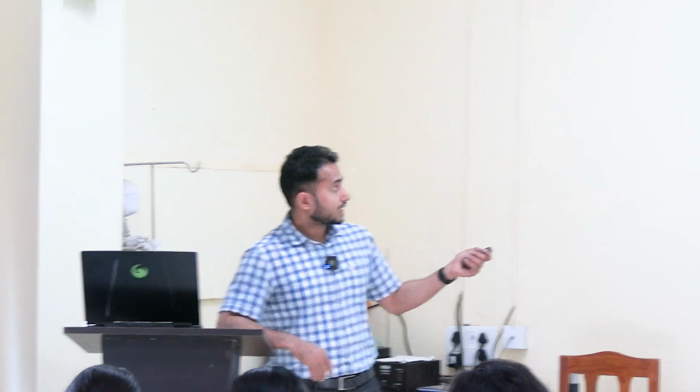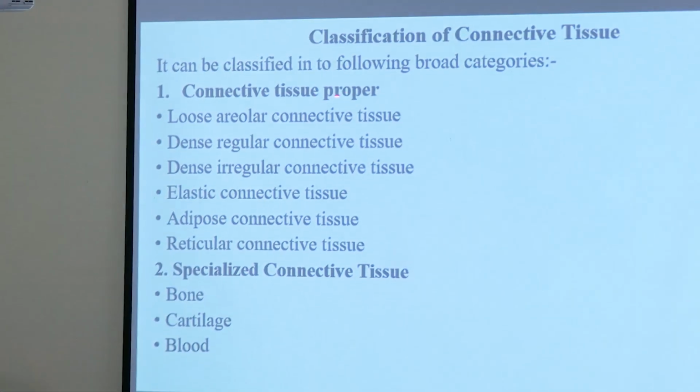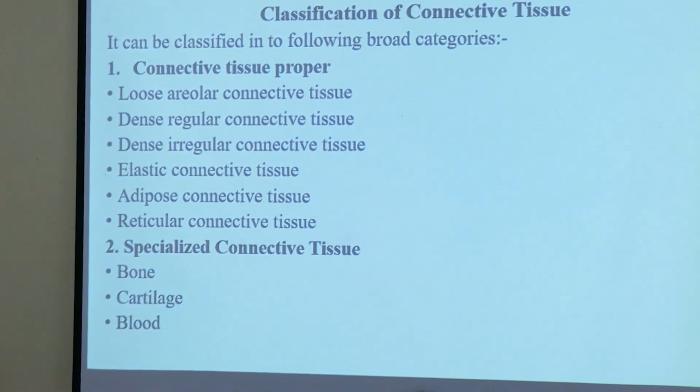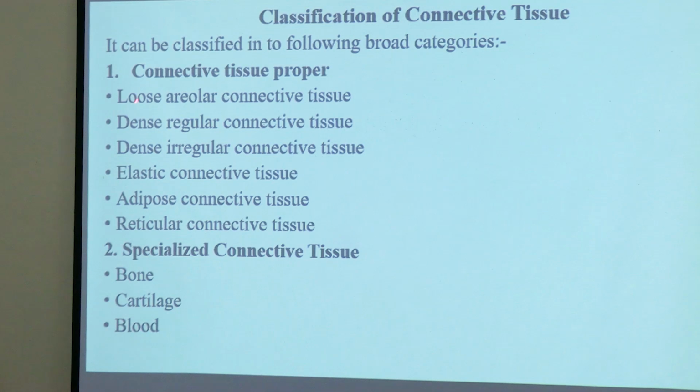See, this is the connective tissue proper, also called generalized connective tissue, and these are specialized connective tissue. Under generalized you can see loose areolar, dense regular, dense irregular, elastic, adipose and reticular connective tissue. And then under specialized: bone, cartilage and blood. Now my question is, what will be the differences between them? Why are they categorized separately? Why are they not kept together, though they are part of connective tissue?